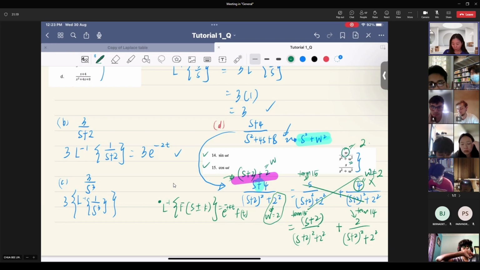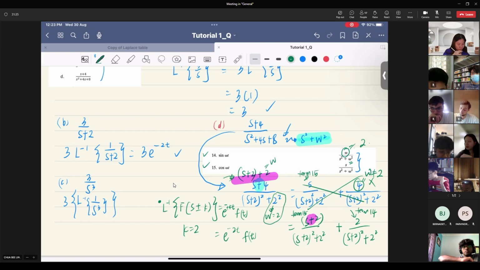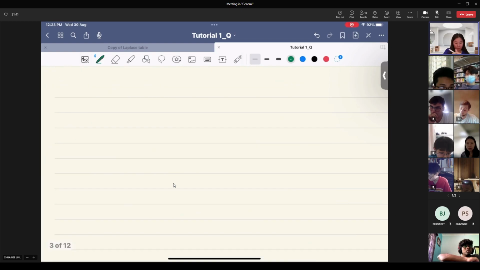So based on here, you will find out that your K is actually 2. And this is the plus sign. Then you are going to use the negative sign. So e to the negative 2t, then f(t). Okay, so I will go back. I will go to the next page. So I will put it down here. So finally, you will get, okay, I will copy again.